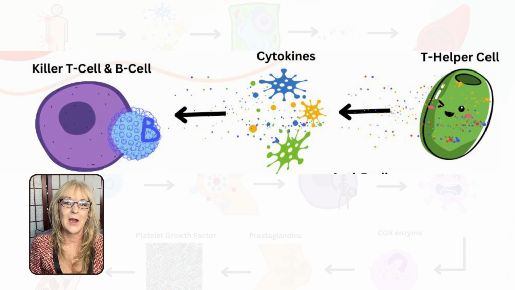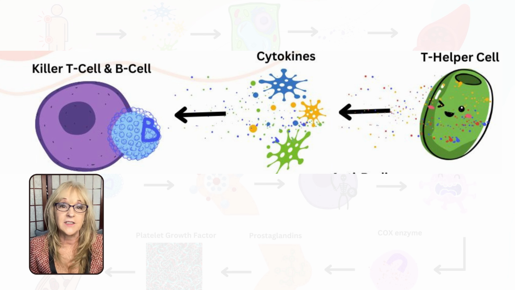T helper cells are activated by signals from antigen-presenting cells such as dendritic cells and macrophages, which present antigens to the T cell receptors. T cells identify harmful substances shown by macrophages and send signals to activate other immune cells like B cells and killer T cells. T helper cells also activate osteoclasts.